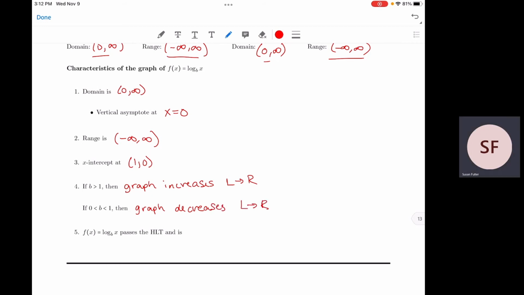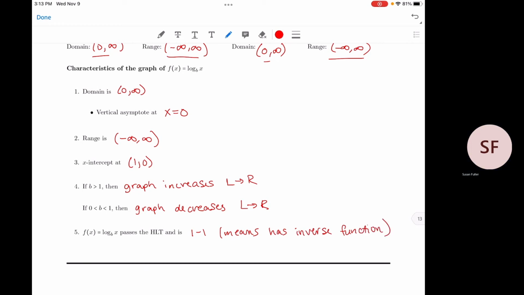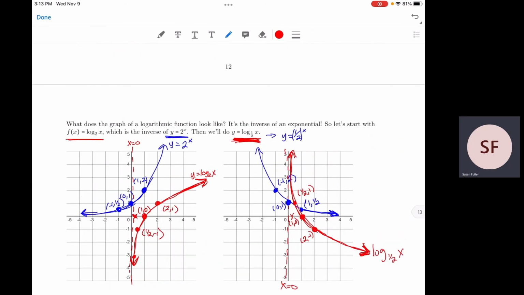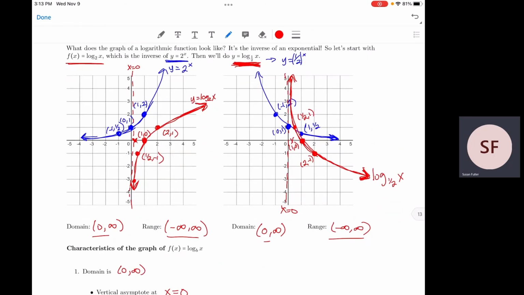And again, we won't be using this as much, but it's kind of a fun fact that log base b of x does pass the horizontal line test and is 1-to-1. That means it has an inverse function. And again, that inverse function, we've seen those already. Its inverse function is an exponential function. So that's what the graphs of logarithmic functions look like.